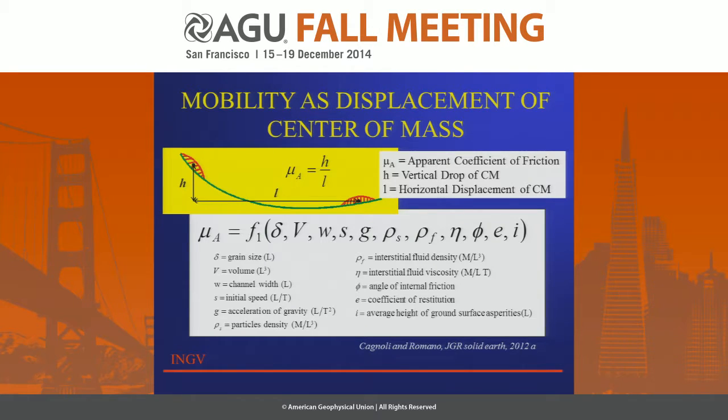Okay, we measure the mobility of the flow as displacement of the center of mass, because it is the center of mass which is telling us which flow dissipates more energy and which flow dissipates less energy. So you see that mu A is an apparent coefficient of friction, which is equal to the vertical drop of the center of mass divided by its horizontal displacement. And we know that mu A is a function of a plethora of parameters, but in our simulations and laboratory experiments, only grain size and flow volume change.